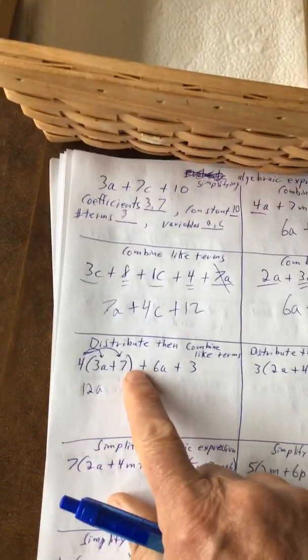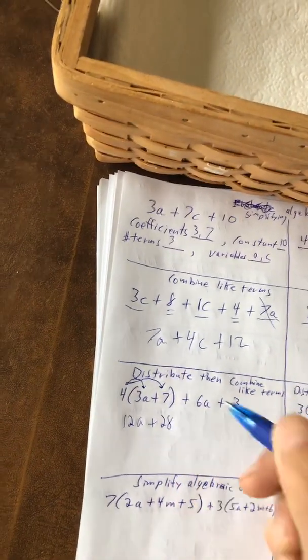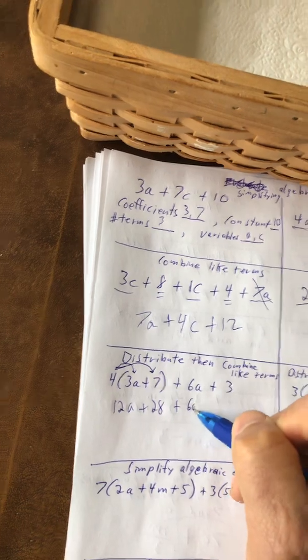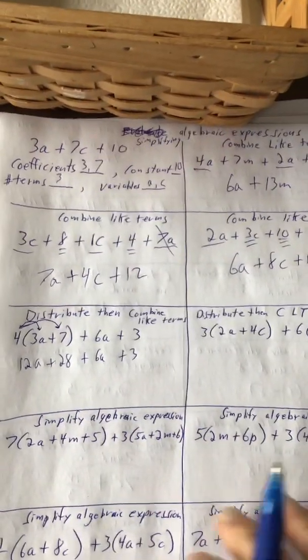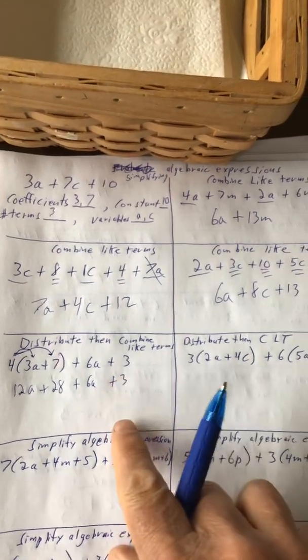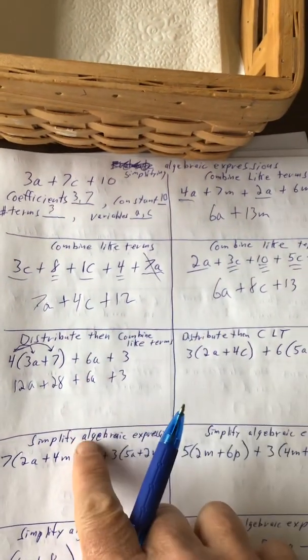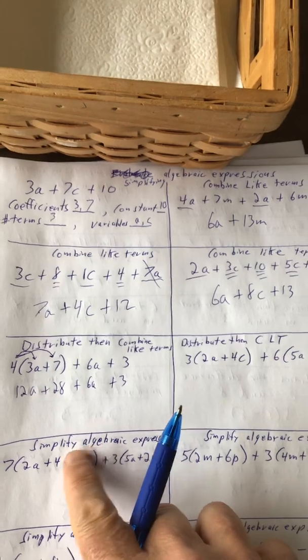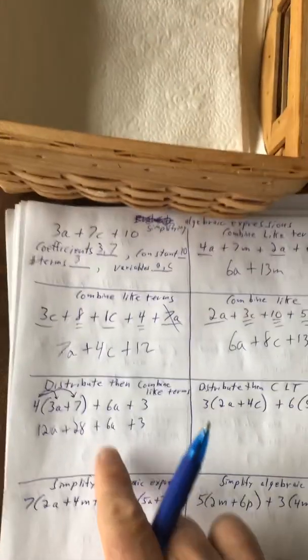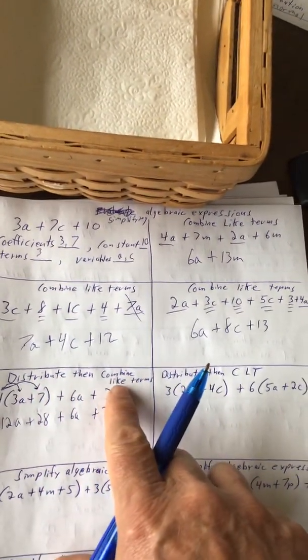And then 4 times 7 is 28, and that's just going to be positive 28. And then bring down your plus 6a and your plus 3, and away you go. You distribute first, and then you combine like terms. All of this is called simplifying. That's what eventually I'm going to call it. I'm just going to call it simplifying. But right now, you're distributing, then you're combining like terms.